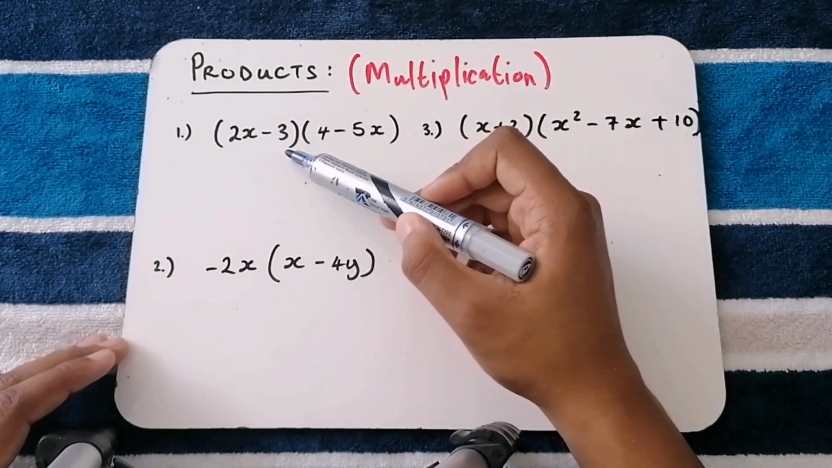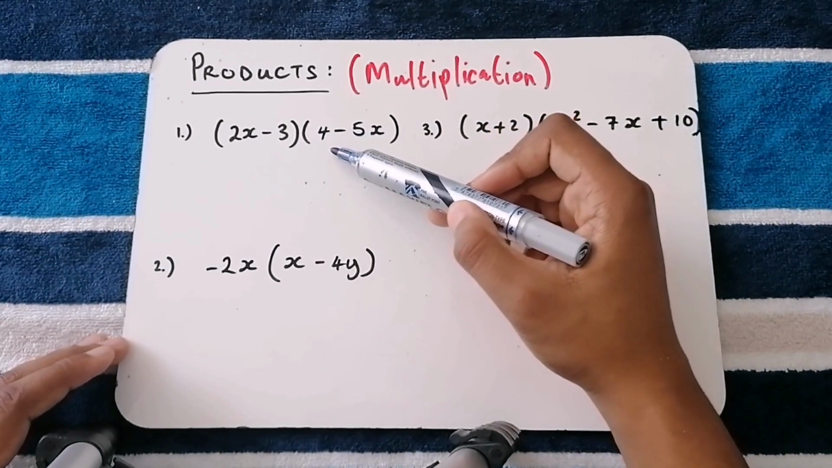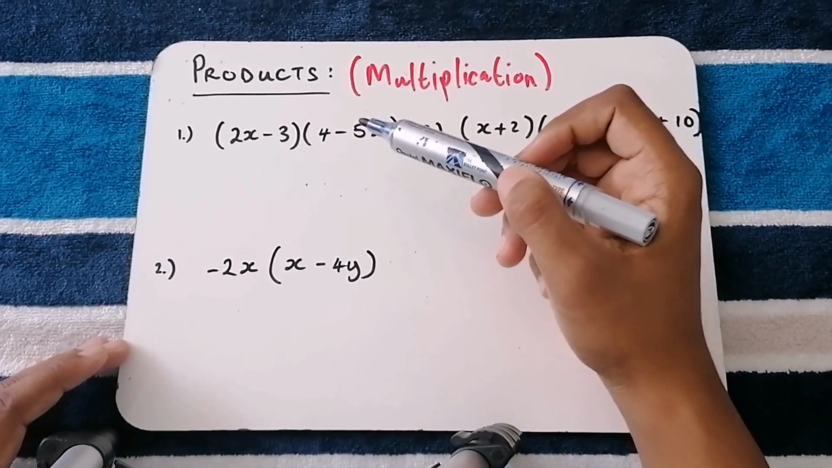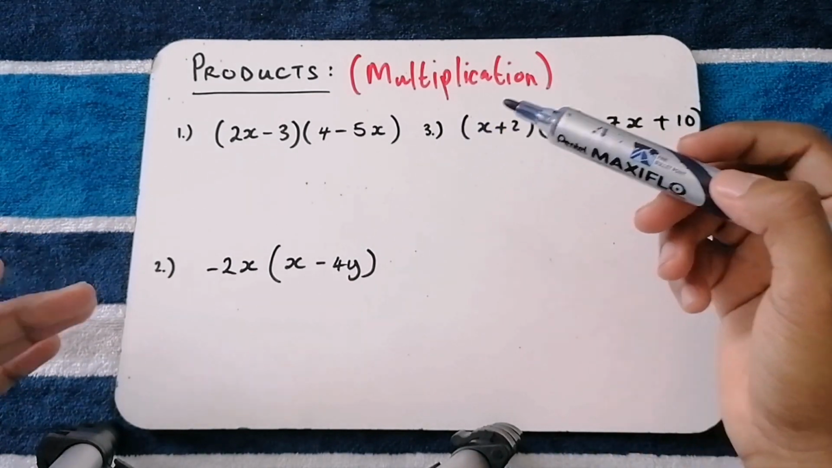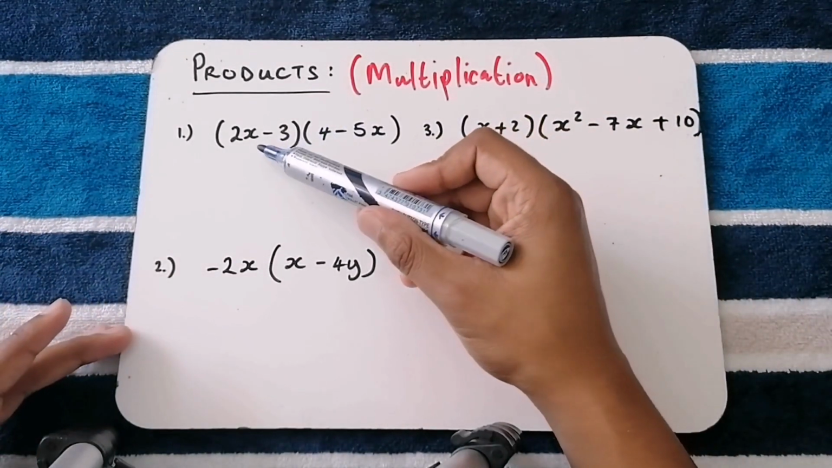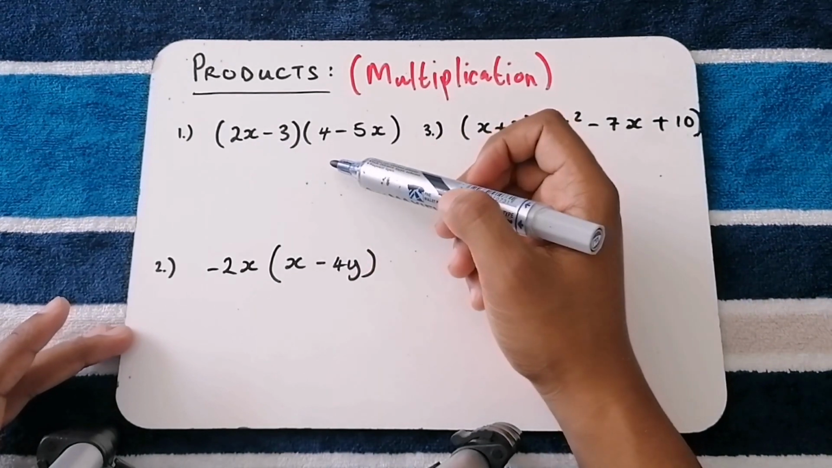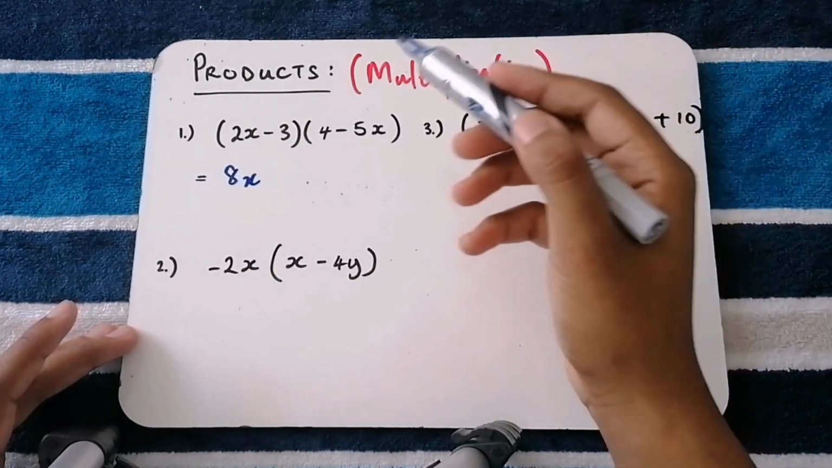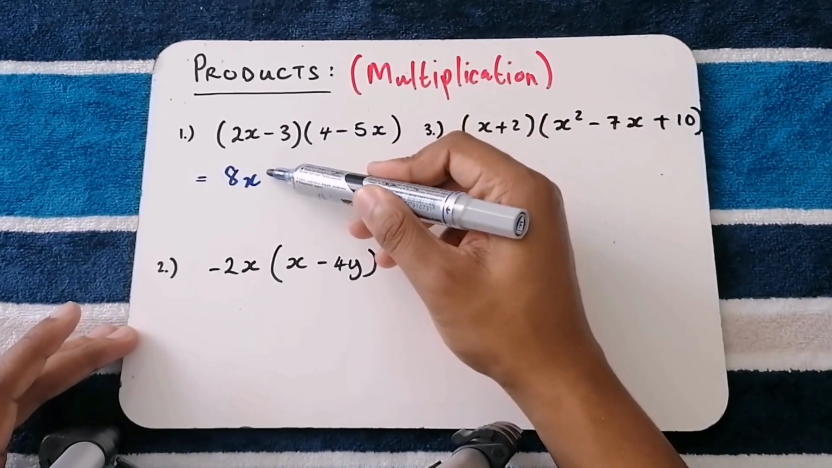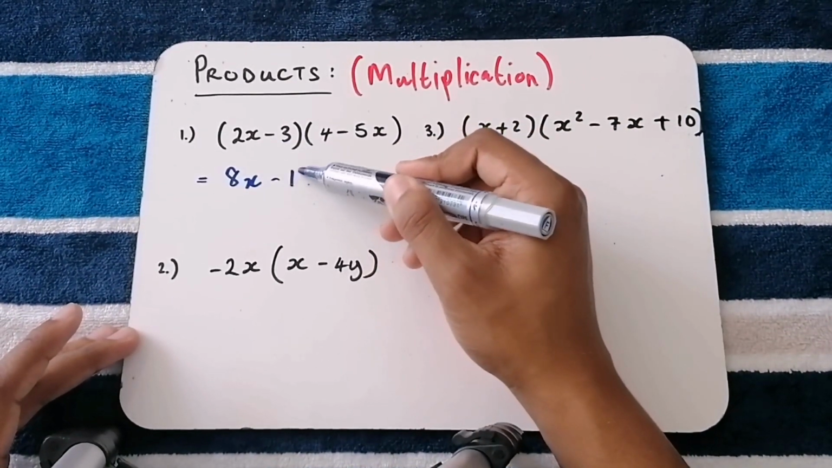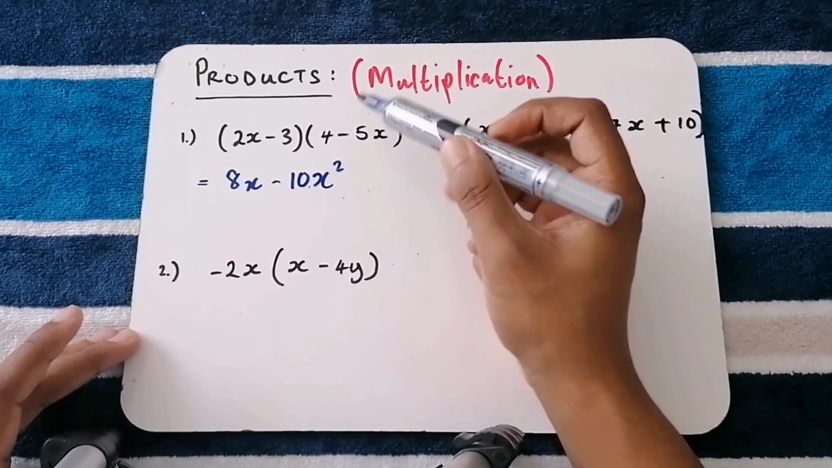So it's 2x minus 3 multiplied by 4 minus 5x. So we'll start with the first terms, then we move over to the outers, the inners, and the lasts. The first terms of each bracket is 2x and 4. So 2x times 4 is 8x. 2x times negative 5x, that gives us negative 10x squared.